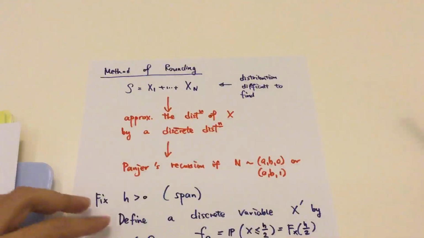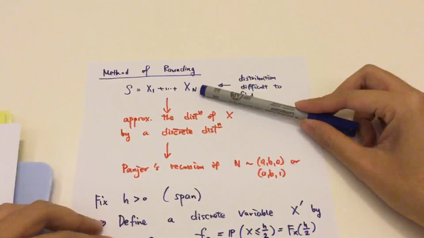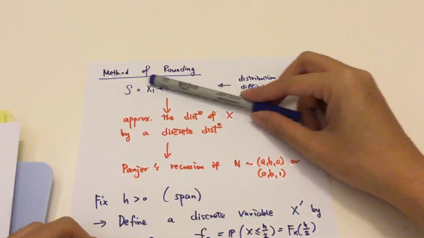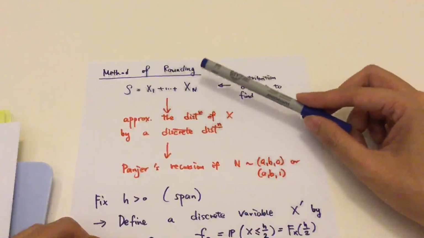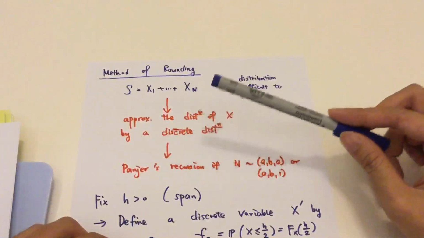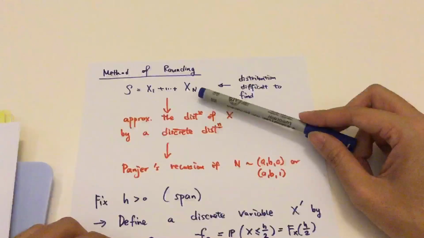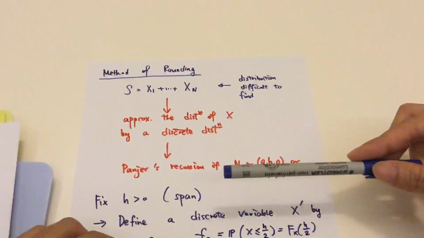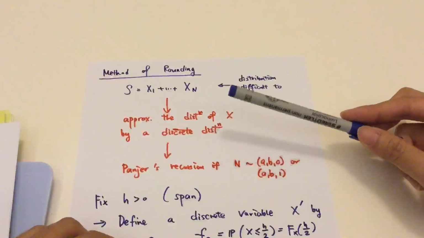In this video, we are again looking at this aggregate loss model. We want to find out the distribution of S from the distribution of N and the distribution of X. Unfortunately, the distribution of S is very difficult to find, except under some very special situations. So that's why here we consider an approximation.